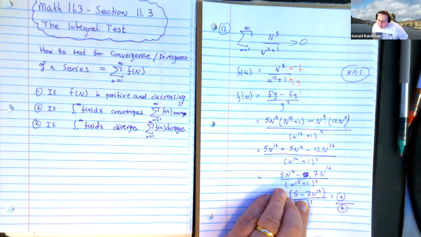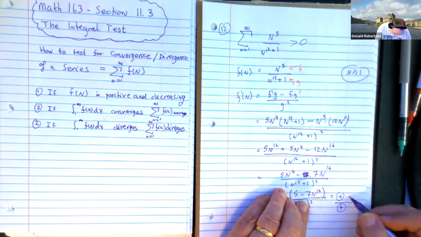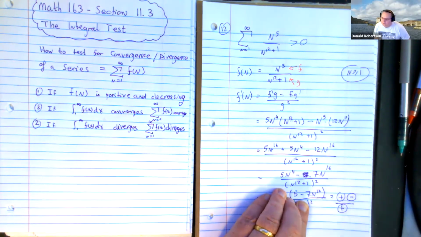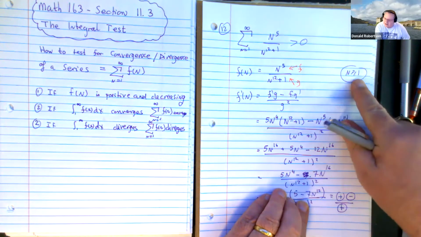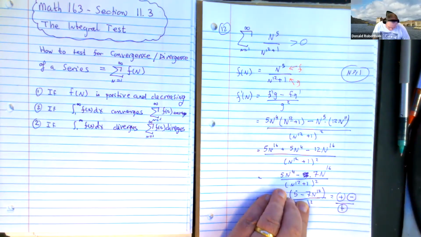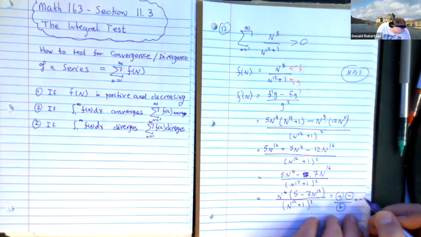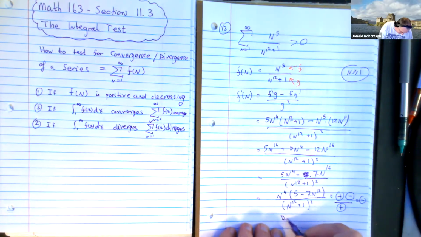Would you agree that if n is 1, 21, or 2 billion, 5 take away 7n to the 12 ends up being negative? Does the logic of that make sense? 5 take away 7n to the 12 ends up being a negative thing, provided n is 1 or something bigger than 1. So the whole result is it's negative. It is decreasing.